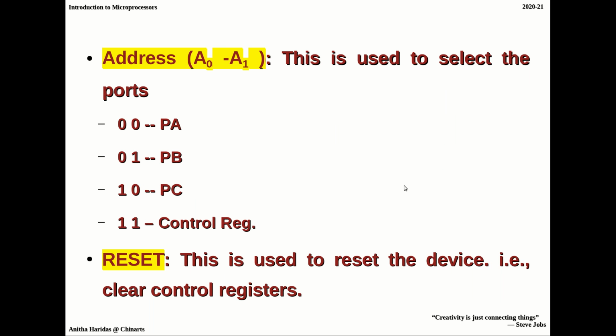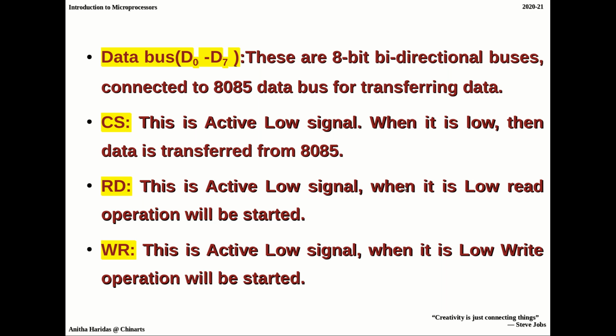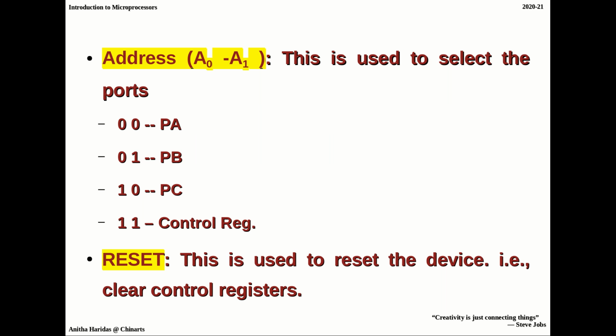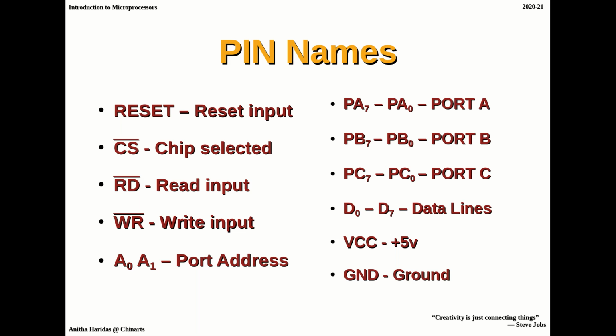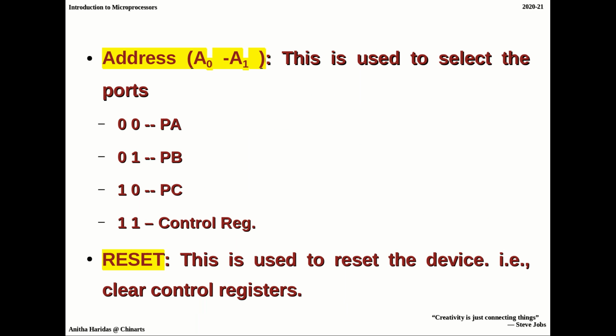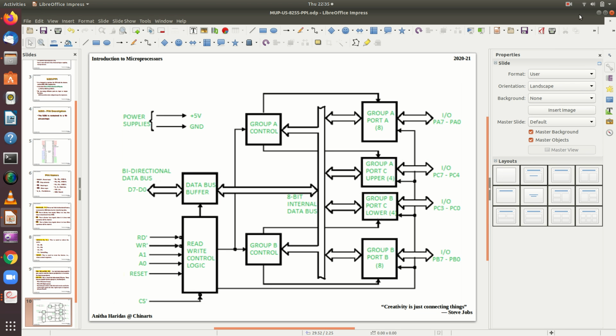So these are the different pins available in the 8255 PPI, and we have seen the pin description very briefly: what the different pins available are and what the description is for each and every pin. So in the next video we will be discussing the functional block diagram of 8255. Thank you.